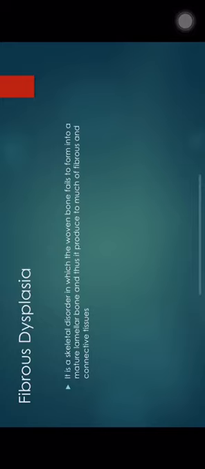Basically, it is a disorder of our bone in which there is a presence of woven bone. Normally the woven bone transforms into lamellar bone, so that the bone will be rigid and will resist fractures. In this case, the woven bone fails to mature into lamellar bone, and this produces too much fibrous and connective tissue, in which the patients are more prone to fractures and deformities.